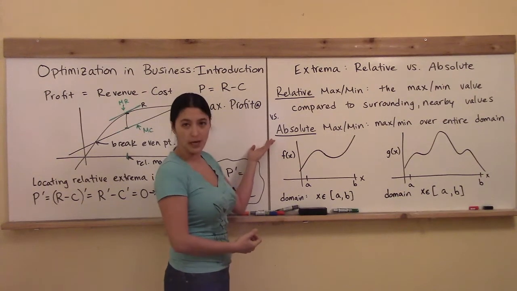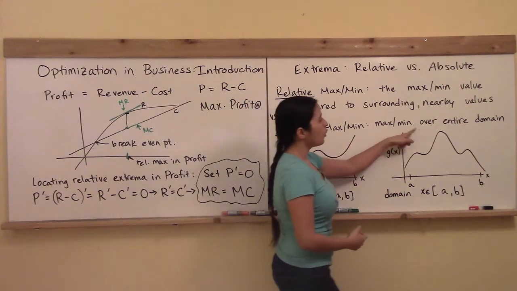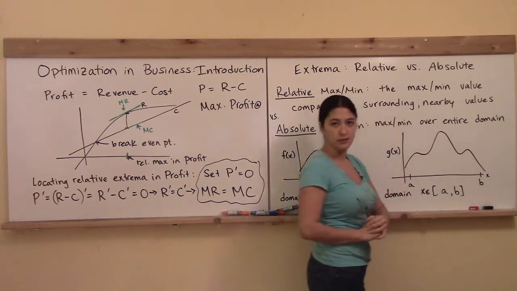An absolute max or min is a max or min value over the entire domain of the function.